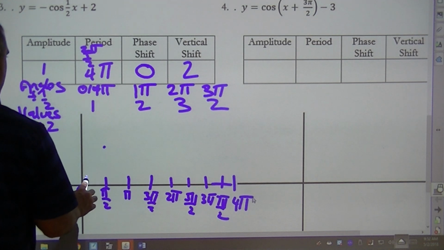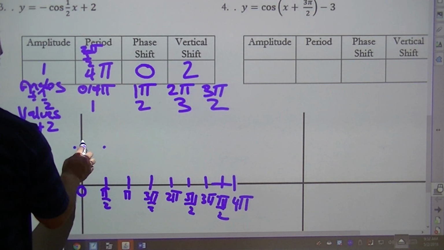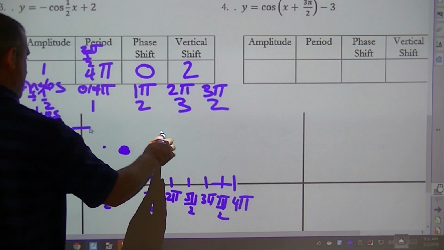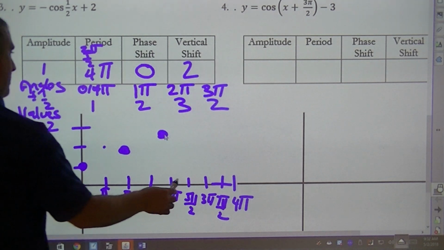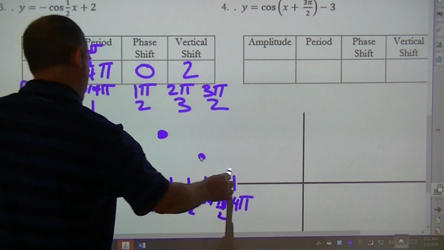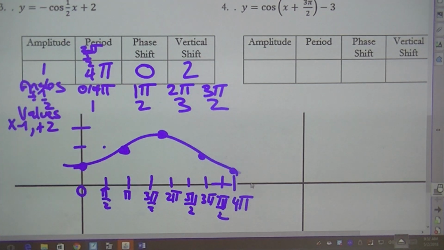So at 0, I'm going to be at 1. At 1 pi, I'm going to be at 2. At 2 pi, I'm going to be at 3. At 3 pi, I'm going to be back at 2. Okay? And then back at 4 pi, I'm at 1. So my curve looks like this.